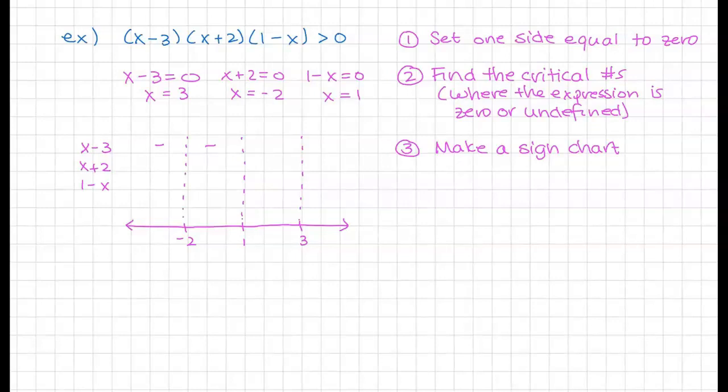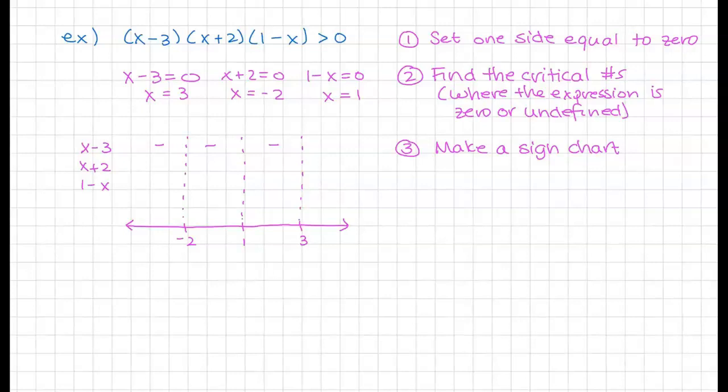If I look at this next interval between 1 and 3, again, I don't have quite enough positives to overtake that negative. So a positive minus 3, as long as that positive number is less than 3, it's still going to be negative. But I can also just take a number like 2. 2 is in this interval. And 2 minus 3 is negative.